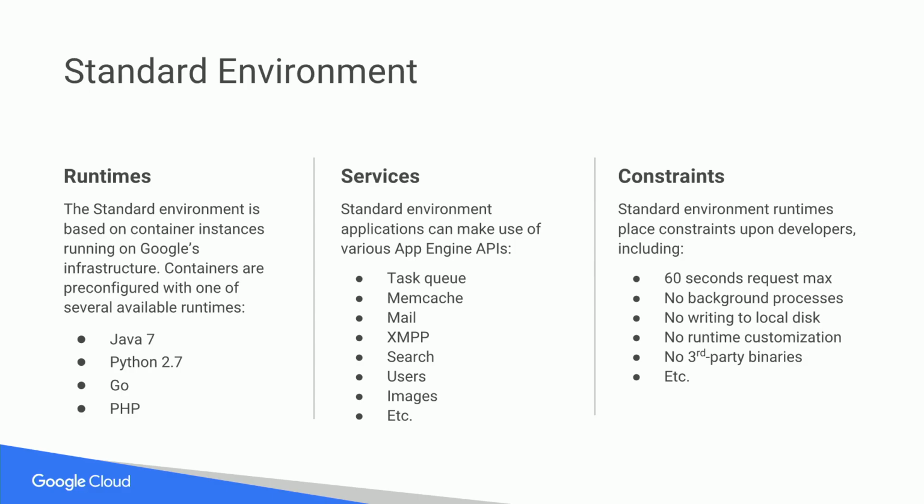Now, there are two different environments available in App Engine. What we showed you in that demo is what's called standard environment. What happens in standard environment is you take your code, and when you deploy it, Google creates a containerized version of your application in a quite locked down and standardized container environment. They've got 4 separate runtimes that you can use with App Engine standard environment. There's Java, Python, Go, and PHP.